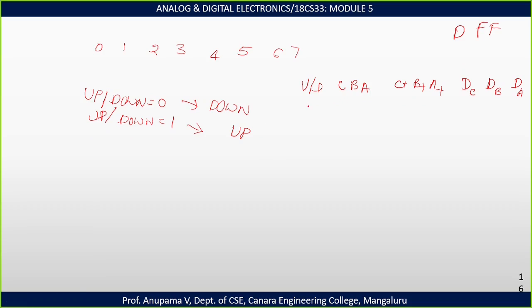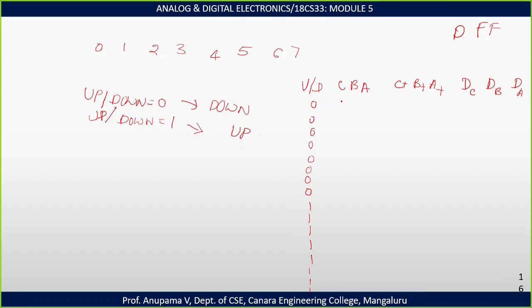Now, the possible values for the up and down counter: it will be counting either upwards or downwards. When it is counting downwards, the up and down value will be 0, so you have to write 8 zeros, followed by 8 ones. When up and down is 1, it will be counting upwards.